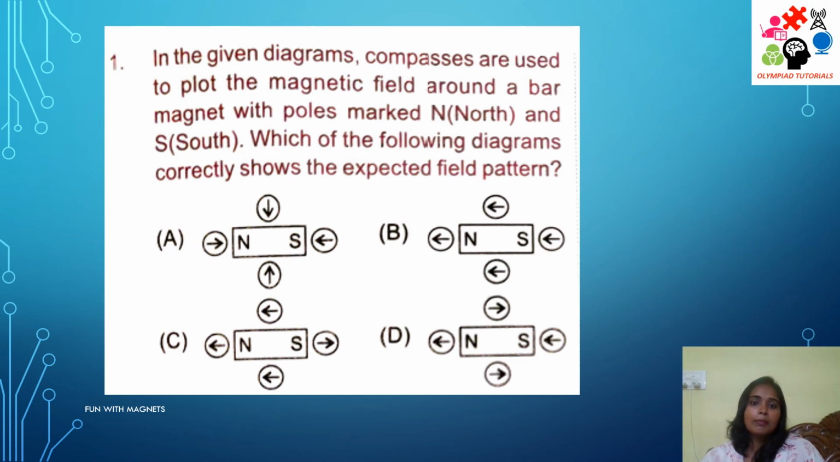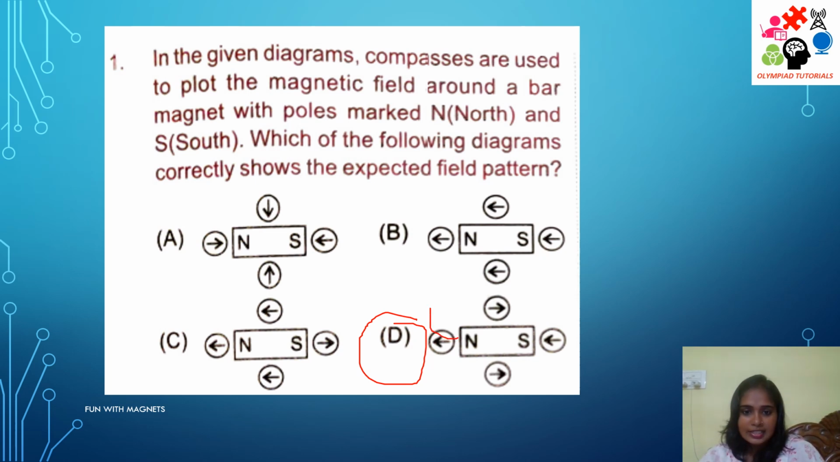In the given diagram, compasses are used to plot the magnetic fields around a bar magnet and the poles are marked N for north, S for south. Which of the following diagrams correctly show the expected field patterns? So here you can see, after observing, the correct option will be option number D, because the magnetic field line is directed from the north to the south and outside the bar magnet.